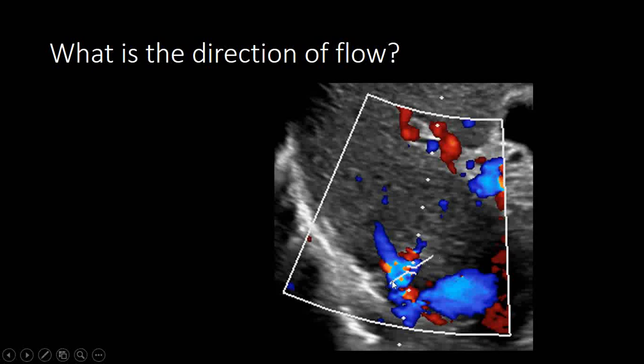So we can see that the indicator that shows how we've angle corrected for the blood flow in this particular vessel is probably inaccurate and should really be turned into almost a different direction. Okay, and so that's what we're going to start to look at next. How do we properly angle correct?